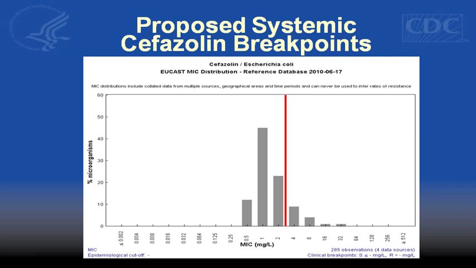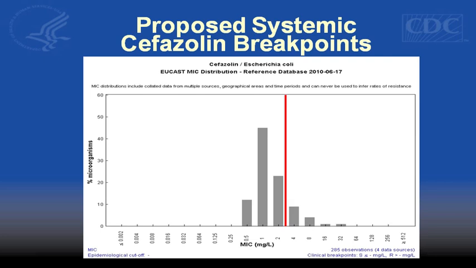But the idea of changing this breakpoint was useful for 2 reasons. One is having more isolates test susceptible, and also with the breakpoint at this range, we were able to set disc diffusion correlate breakpoints. So at the other breakpoint, the results did not correlate with disc diffusion results, but here they did. So now you'll have both a disc diffusion test and an MIC breakpoint for cefazolin.